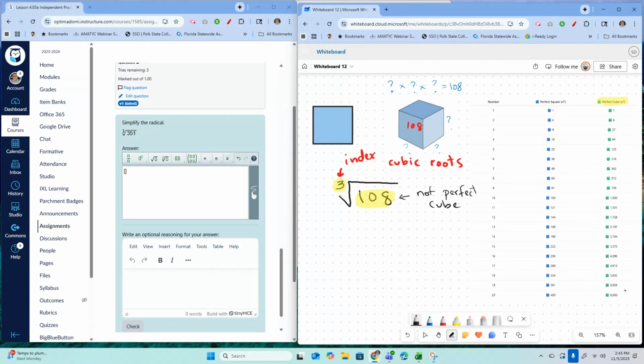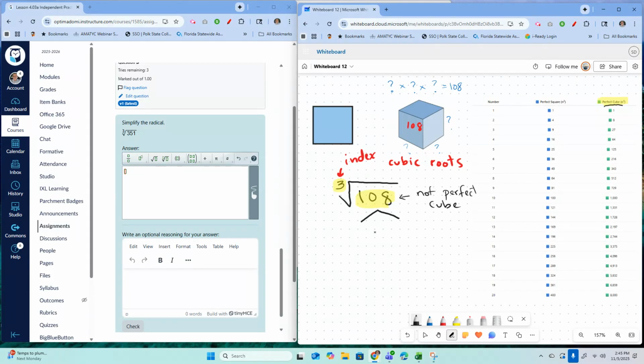All these numbers in the list, in the table, in the green column, they're called perfect cubes. You can see the title there. So 108 is not a perfect cube. So what we're going to do is we're going to do a tree. If you forgot this from sixth grade and seventh grade, we're going to do a tree.